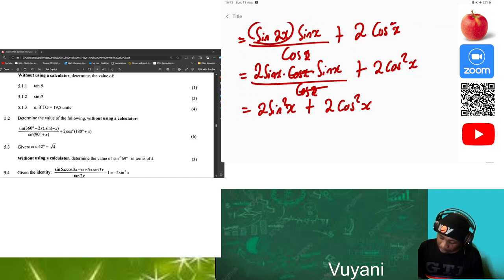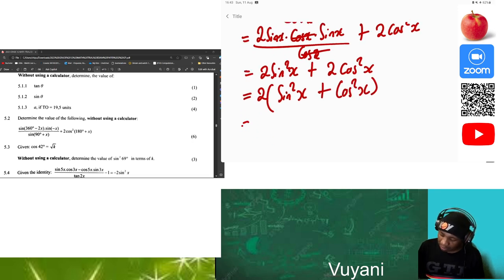Then of course, because we are smart, we can take 2 to be our common factor out. Then that will be sine squared of x plus cos squared of x over there. Then we know that sine squared of x plus cos squared of x is always equal to 1. Then we have 2 times 1. Then our final answer will be equal to 2.